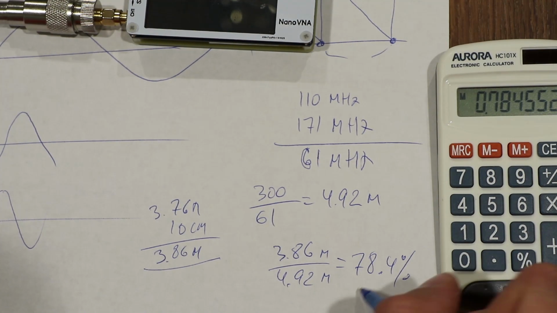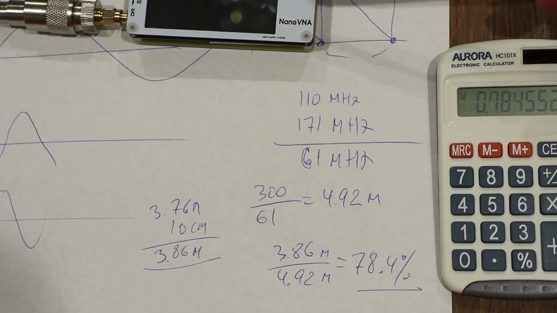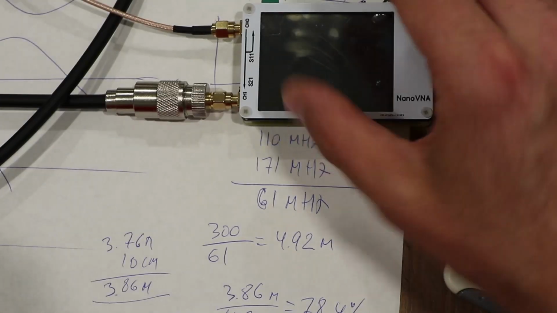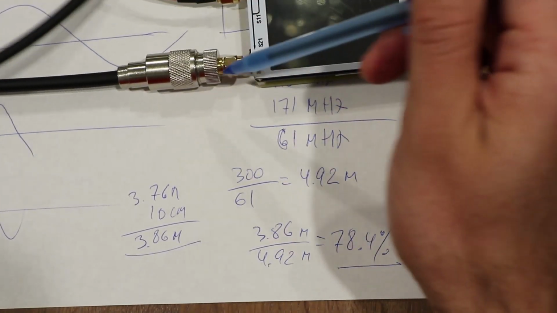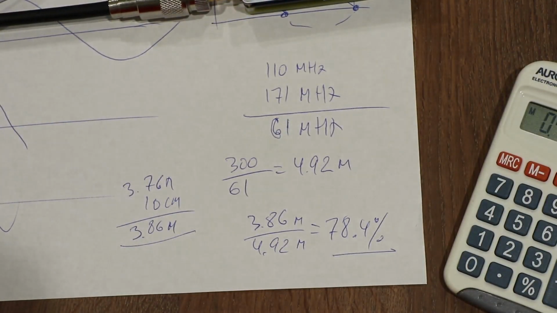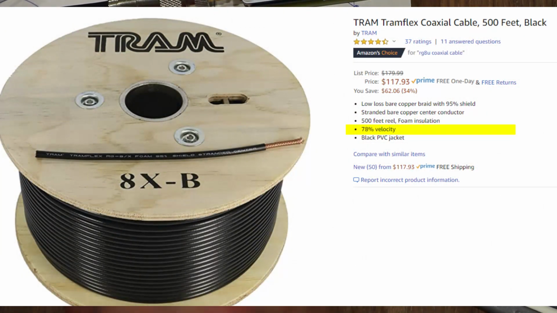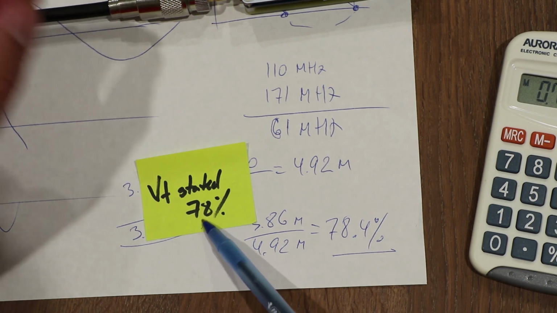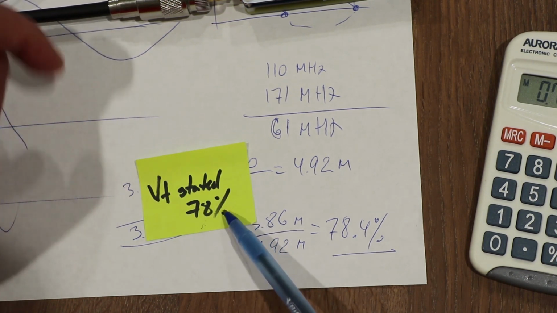So this is what we measured with NanoVNA, the electrical length of this cable with this pigtail and all these connectors. Now, I did write down the specs for the cable, and the specs say velocity factor is 78%, which is very close. We got 78.4 out of the 78% stated velocity factor.